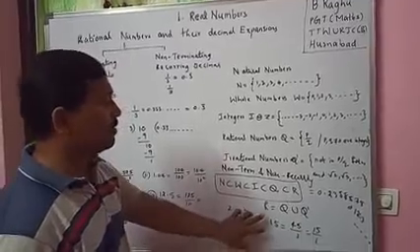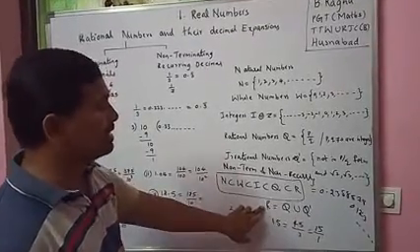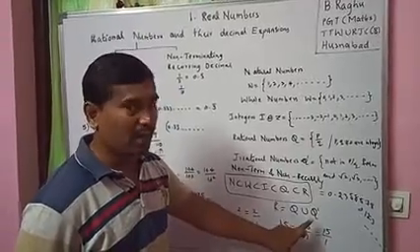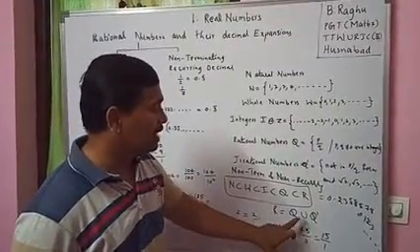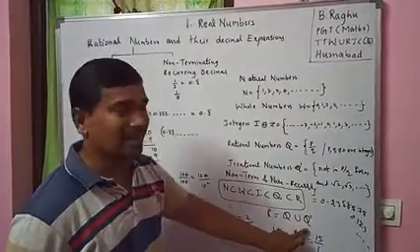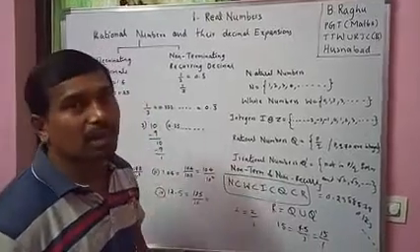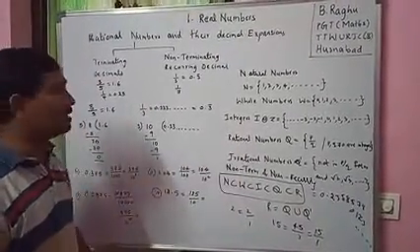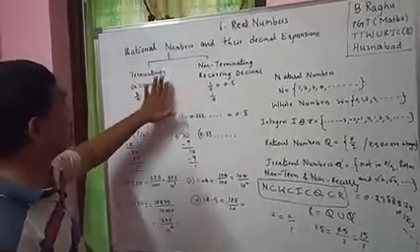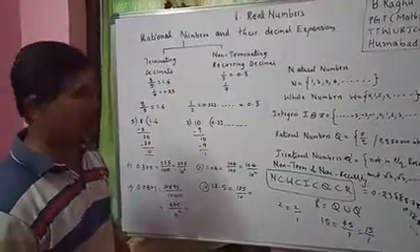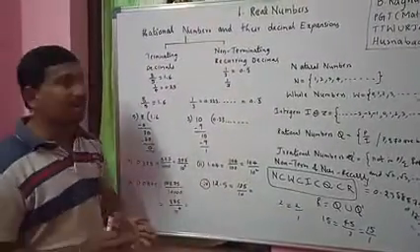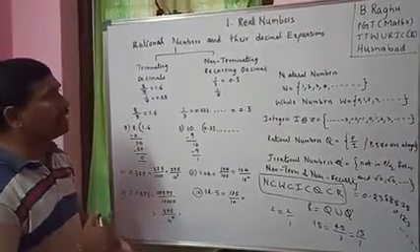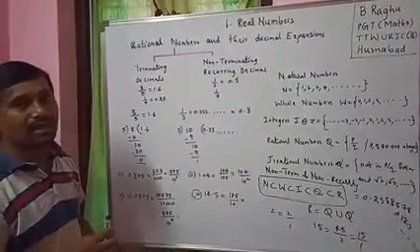Now the real number set is the union of rational and irrational numbers. Union means the combination of rational numbers and irrational numbers is called the real number set. Okay, so this is about the real numbers. Now let us see terminating decimals and non-terminating recurring decimals. If you take any rational number, that rational number may be a terminating or a non-terminating recurring decimal.